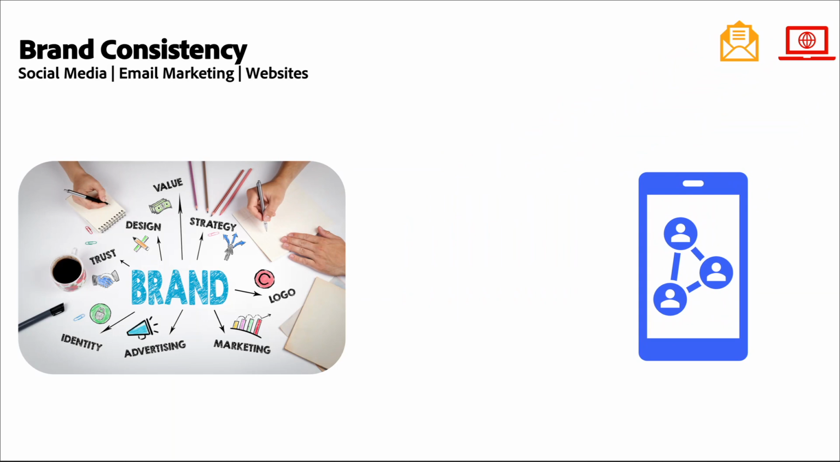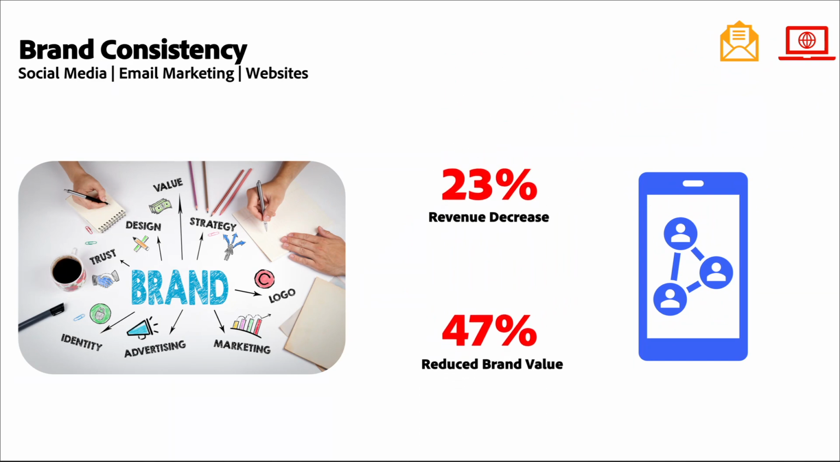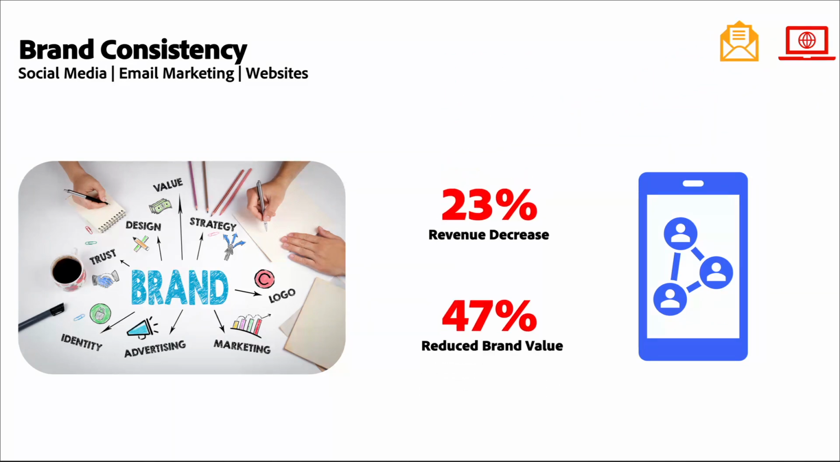So let's go through some of the stats for each of those topics. We'll start with social media. Now, brand inconsistency can lead to a 23% decrease in revenue on average. And inconsistencies, particularly on social media, can confuse customers. This can weaken the brand's identity. And according to a 2022 report by Forrester, 47% of brand decision makers believe that inconsistent messaging across social channels is a top reason for reduced brand value.